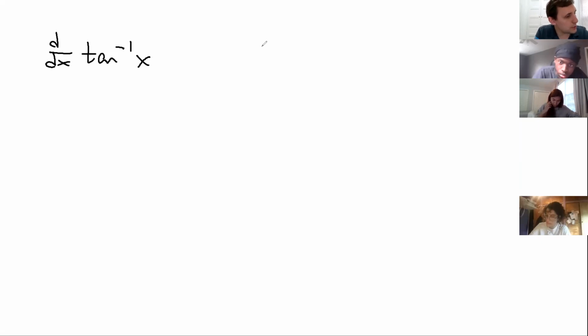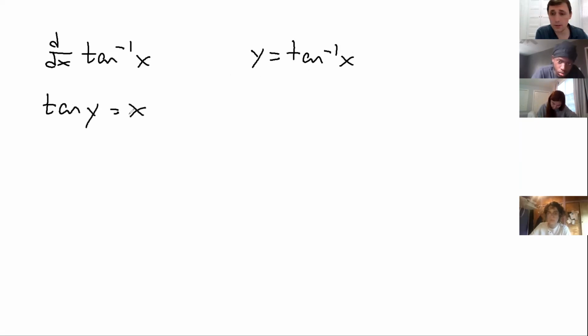So what do you get, guys? You say y equals tangent inverse x. Be careful. Now look what happens if I apply tangent. Tangent y is equal to x. So far everybody knows that, yes? You know what it means algebraically, you know what it means geometrically. Derivative of that expression is secant squared. Derivative of tangent is secant squared y times y prime, and that will be the derivative of x, which is 1.